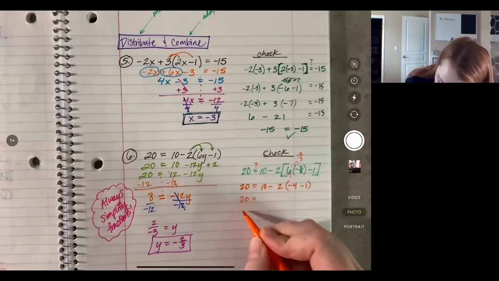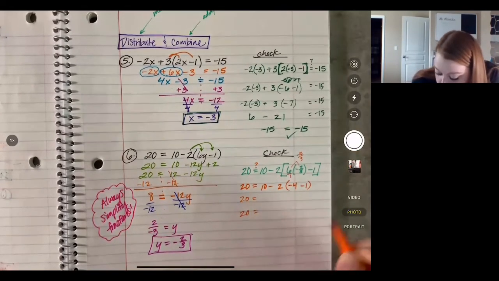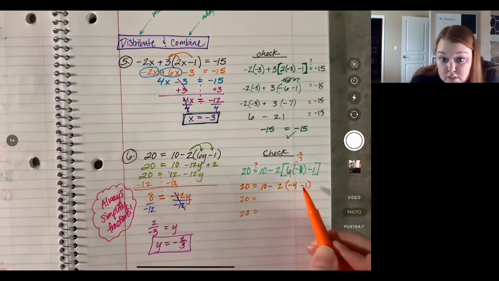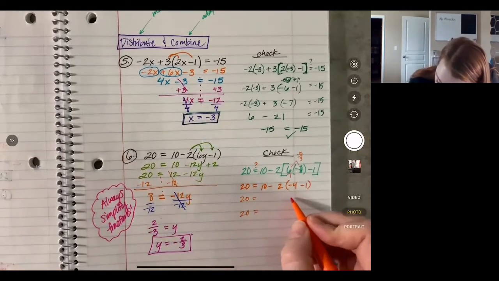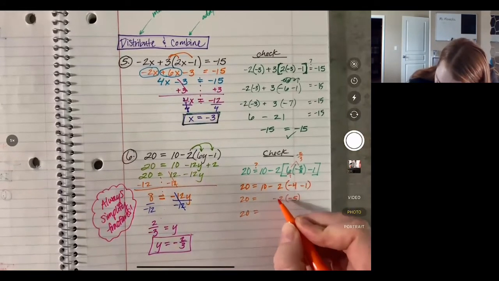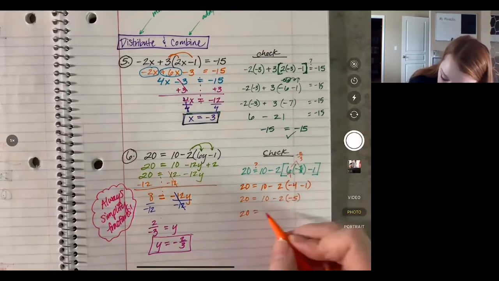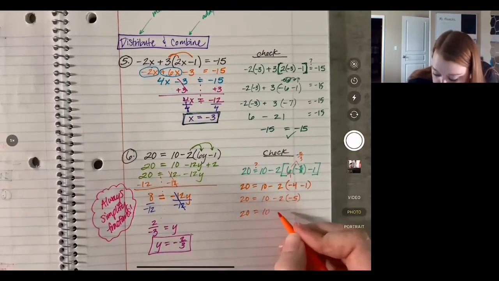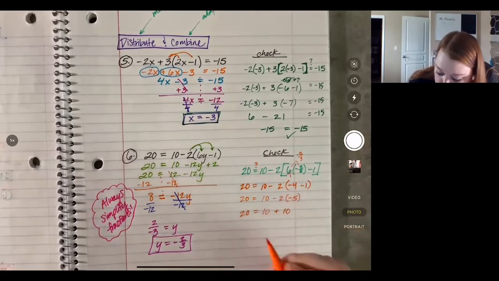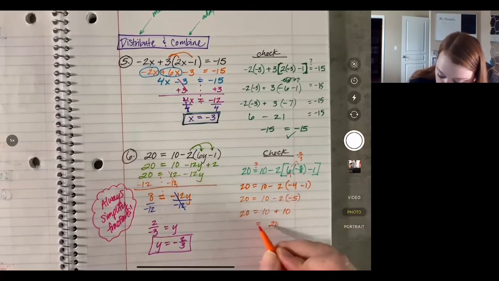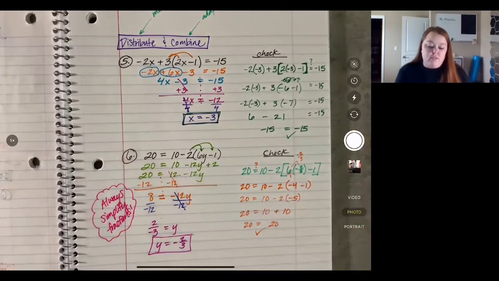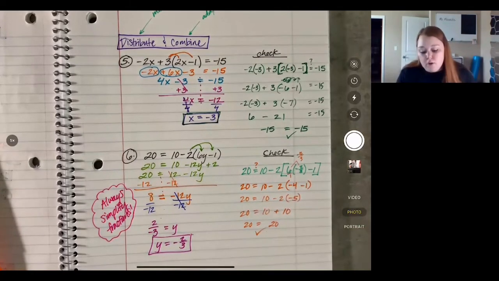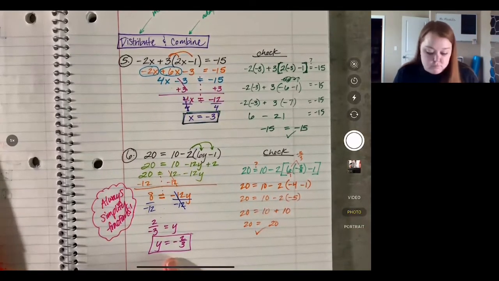So that 20 is just going to get dropped down all the way. Parentheses, negative 4 minus 1 is negative 5. And then right here, negative 2 times negative 5 is positive 10. 10 plus 10 is 20. Does 20 equal 20? Sure does. That means we got it correct. Y equals negative 2/3. Correct.